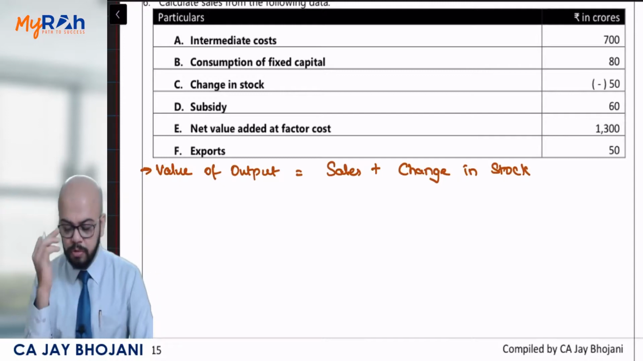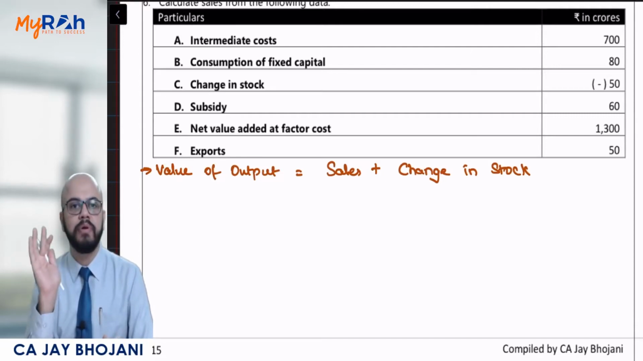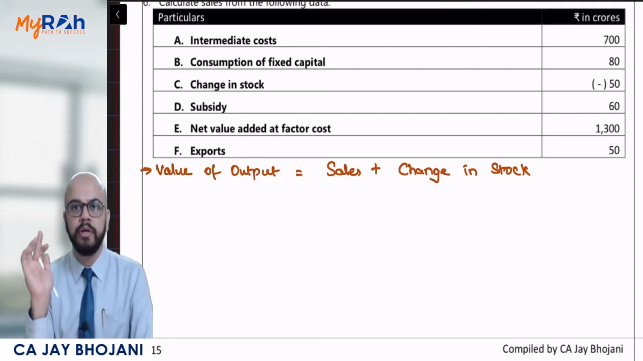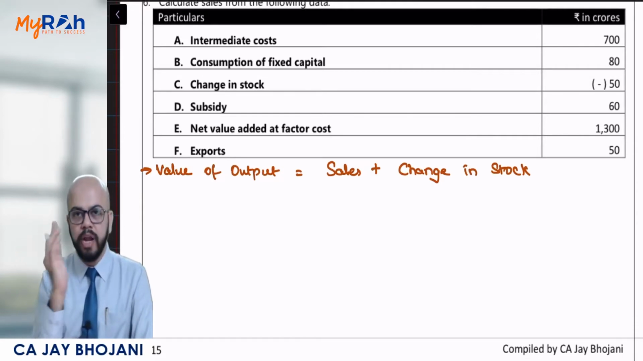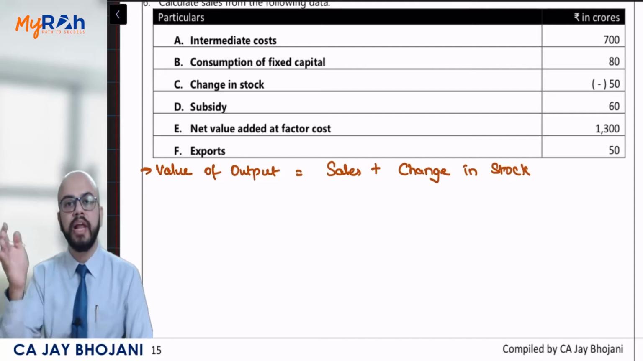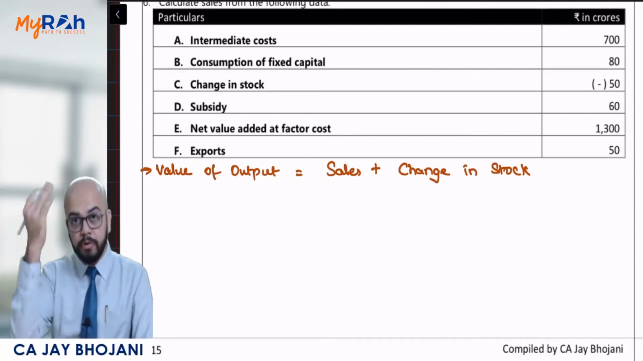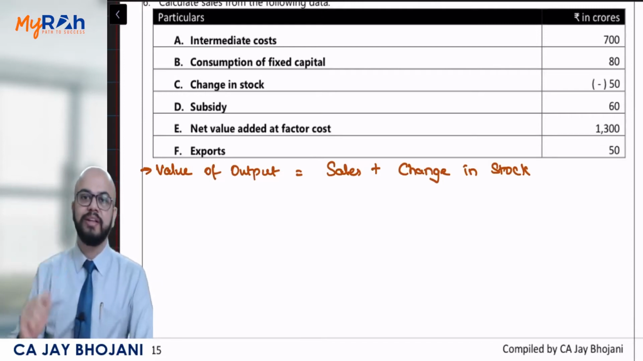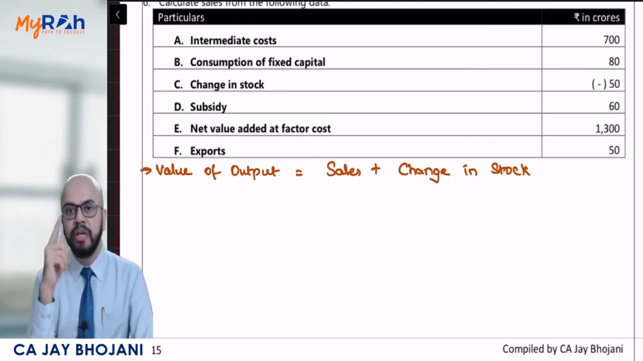I don't know value of output yet. Change in stock is given to me, minus 50. But value of output I don't know. If somehow I can find out the value of output, I will be able to find out my sales. Okay, so now my focus shifts to finding out value of output. Now how do I find out value of output? Now try to remember what formula is dealing with value of output, which concept is dealing with value of output. Value of output you use when you are calculating value added.